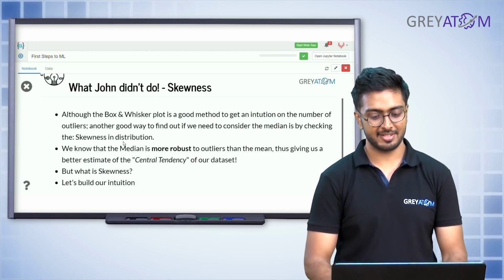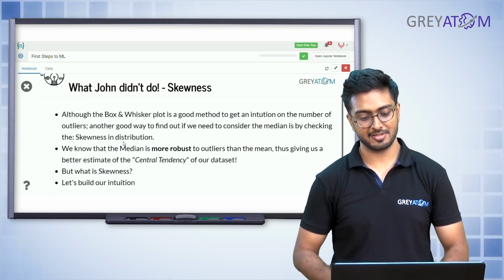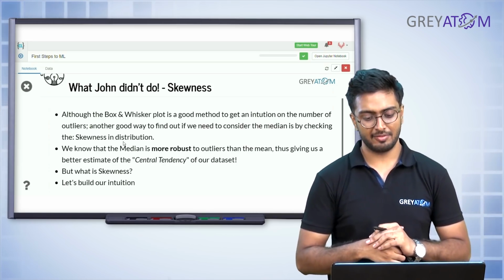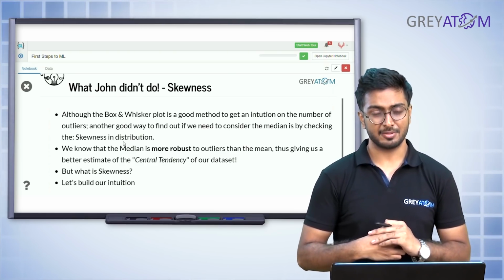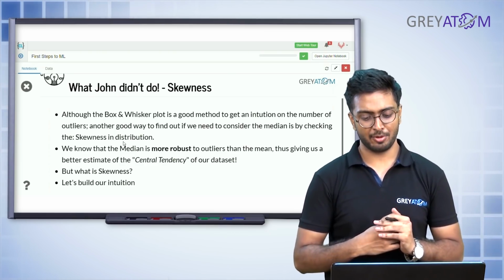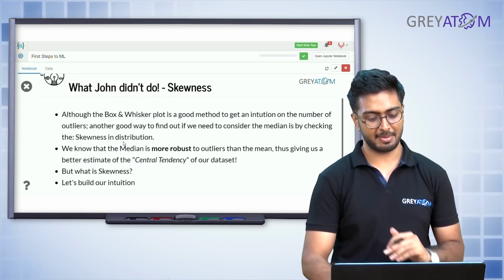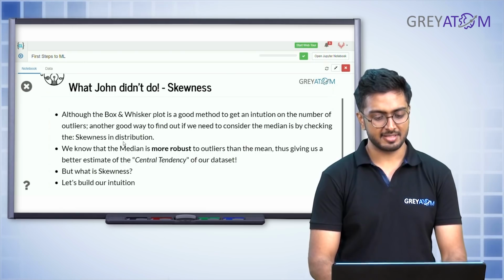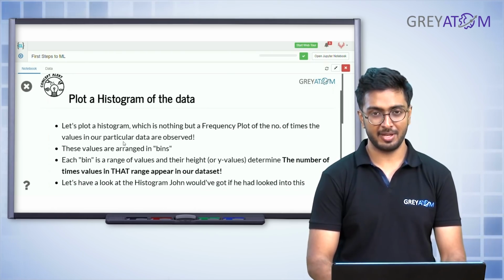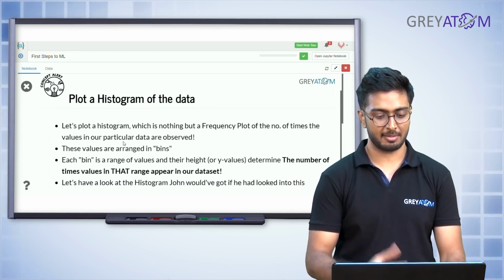The box and whisker plot is a good method to get an intuition and the number of outliers. Another good way to find out if we need to consider the median is by checking the skewness. We know that the median is more robust to outliers than the mean, thus giving us a better estimate of the central tendency of our dataset. But what is skewness? Let's first build an idea of skewness. To build an idea of skewness, we first build a histogram of the data.